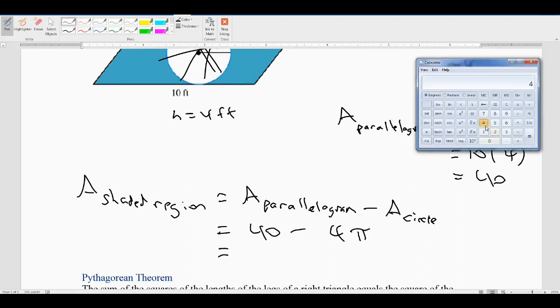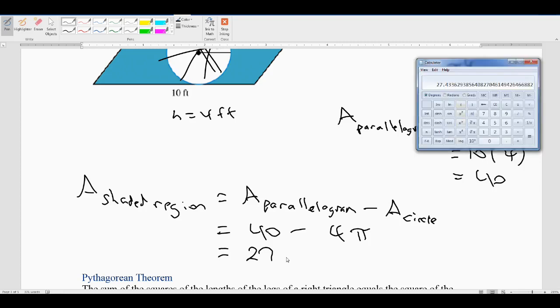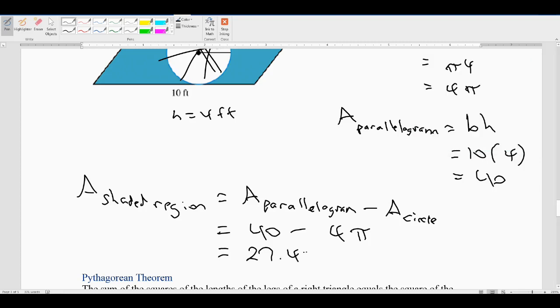So let's just do 40 minus 4 pi. Wait, gotta be careful with this calculator. 40 minus, I'm going to do parentheses just to be safe, 4 times pi, close parentheses. Yeah, that's how you want to do it. Equals 27 point, let's go two places, 43. And these are feet, and this is area, so it's square feet.